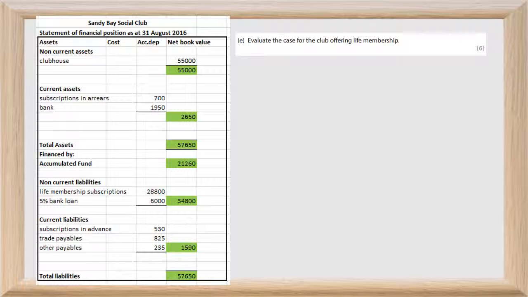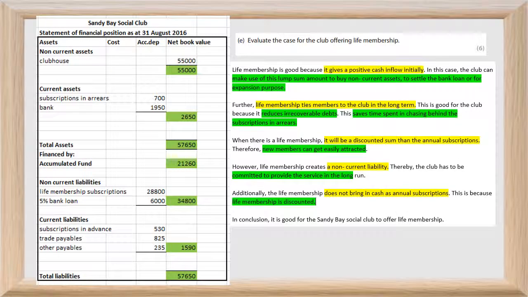Part E of the question asks us to evaluate the case for the club offering life membership. Since this question is for 6 marks, we should write 1 point for and 1 point against, each with a cause and effect point. Then we should provide a strong conclusion. Here is a sample answer.